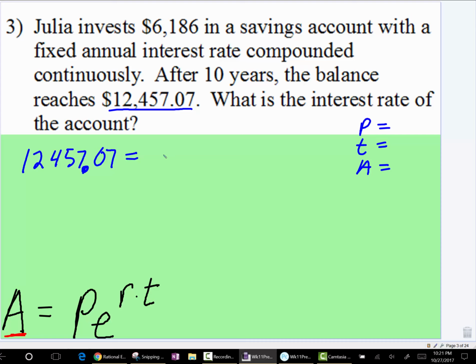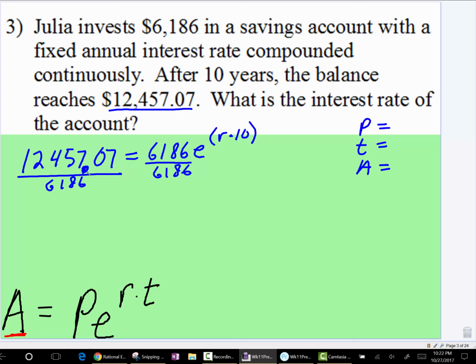12,457.07 is equal to the principal, 6186, times e to the, this time we don't know the rate, but we do know the time, which is 10 years. This is going to be very similar to what we just did because the missing variable is in the exponent. So we're going to have to take the natural log again. But before we do that, notice 6,186 is attached by multiplication. So we're going to divide both sides.